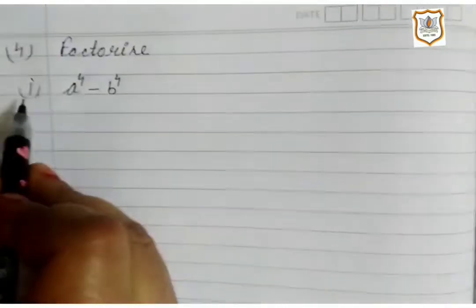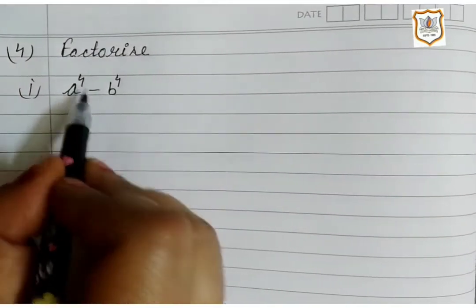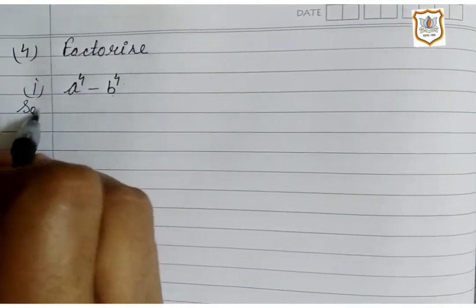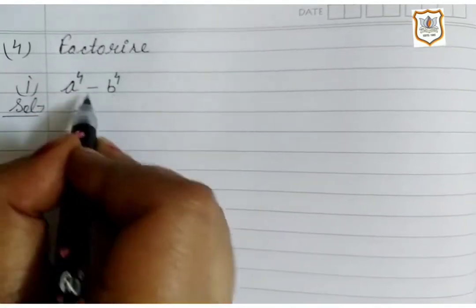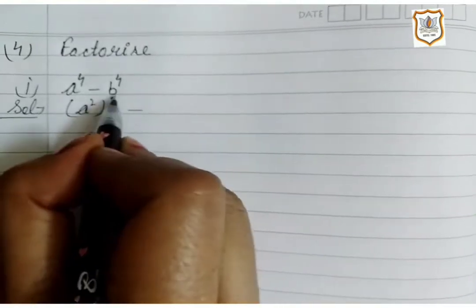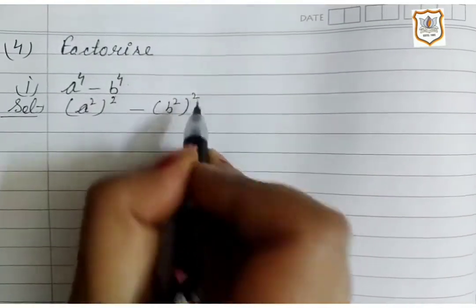Now students, let us solve first part of question number 4. a raised to power 4 minus b raised to power 4. Solution for sum number 1. Now in the place of a raised to power 4, we can write a raised to power 2 whole square minus, in the place of b raised to power 4, we can write b square whole square.